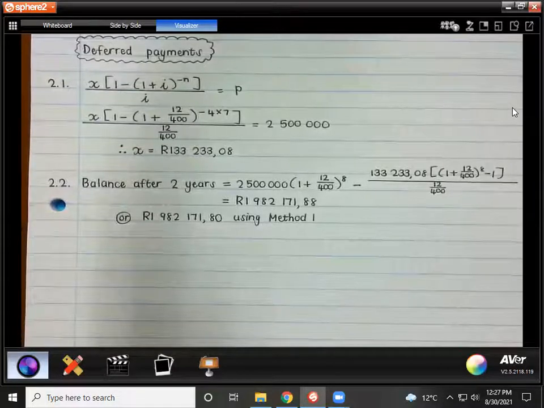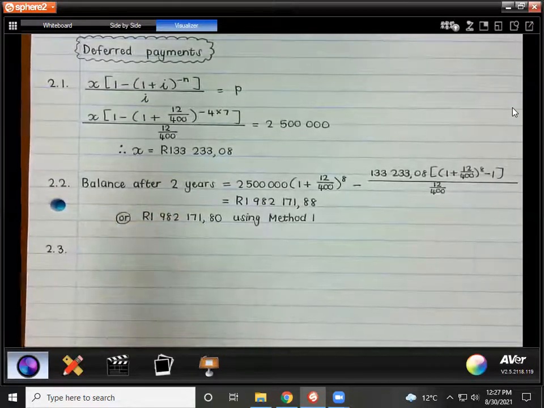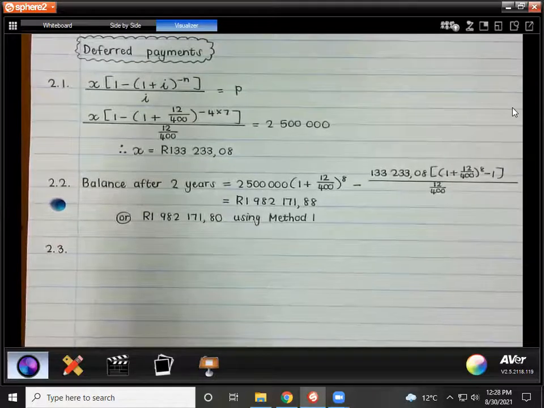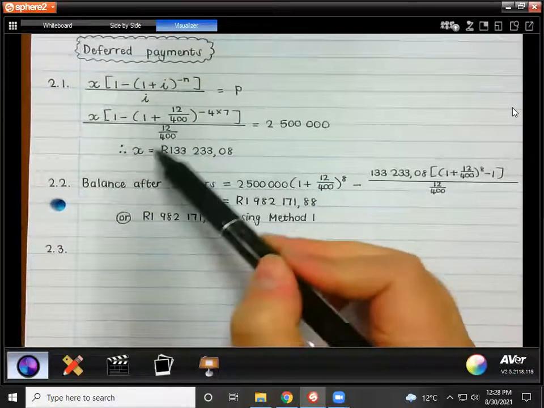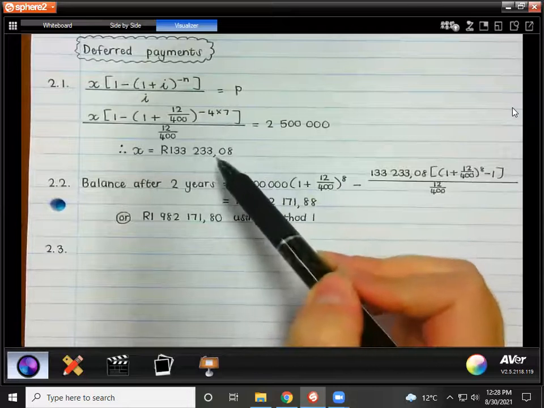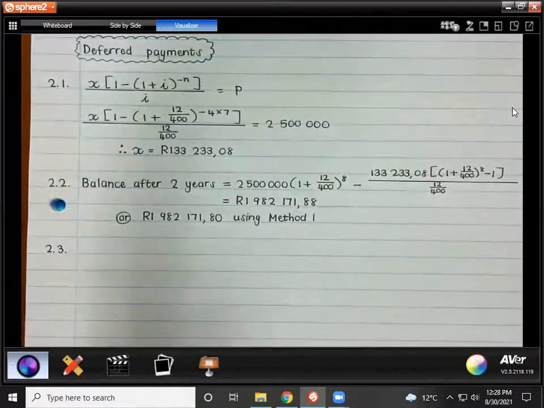All right, are we fine on that one? Now 2.3 is asking for the quarterly repayments on the loan if the first installment is deferred and only paid at the end of 9 months. All right, so what did we calculate here? These are the repayments if they pay at the end of the first quarter, which is end of 3 months, right?